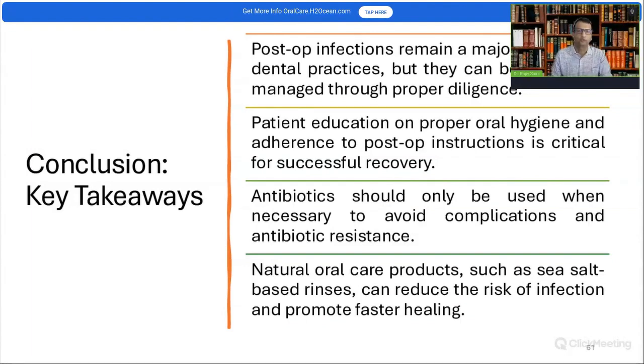Antibiotics should only be used when it is required. Do not overprescribe antibiotics with a slogan of just in case. No, we have to avoid that, and always stick to natural oral care products such as sea salt based rinses, sea salt based mouthwash that can reduce the risk of infection and promotes faster healing.